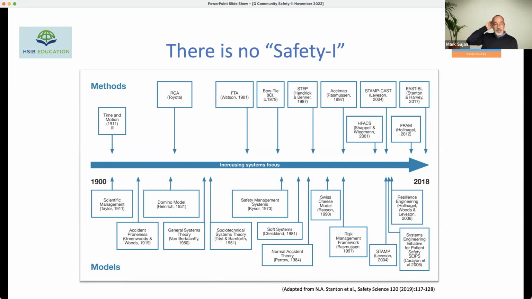And so I think it's a bit misleading, let's say, or not necessarily helpful, to just group everything that came before into one bag and label it Safety 1 type of thinking. But what we can say is, we are seeing this increasing systems focus, and that systems focus plays out in different ways. And Safety 2 is one way of looking at increasingly complex systems with that systems focus.